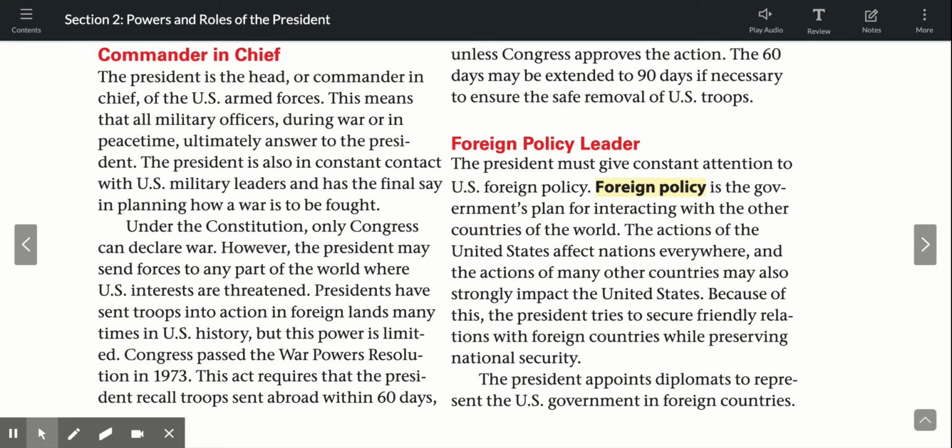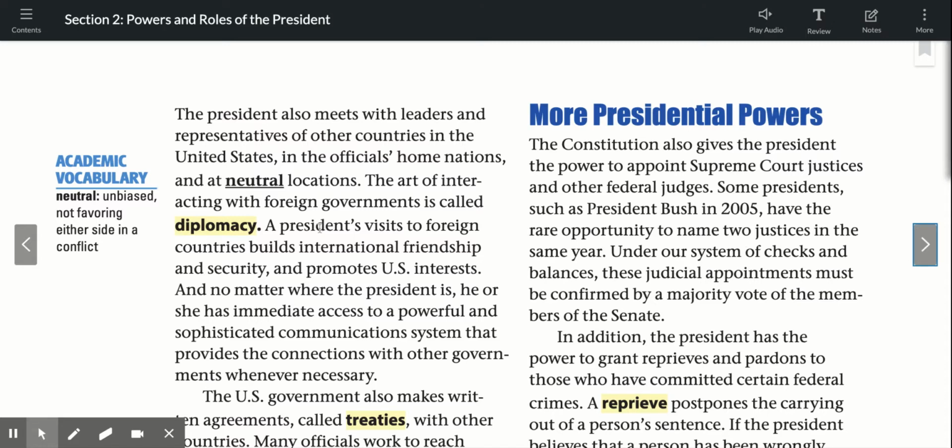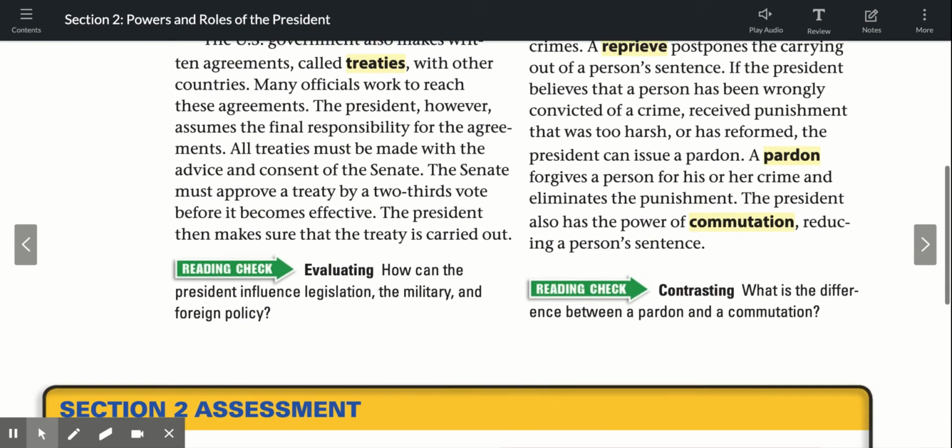A lot of times presidents will appoint diplomats to represent the United States to foreign countries. These titles are called ambassadors. So the United States has a lot of different ambassadors settled all across the world in a lot of different neutral locations. Their goal is to find diplomacy, to try to end problems without causing wars. Okay, and if a war is started, they will create a treaty, which is basically an agreement to end something or to start something. This is a treaty.